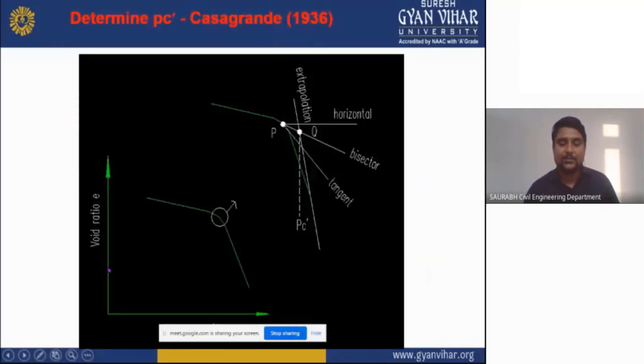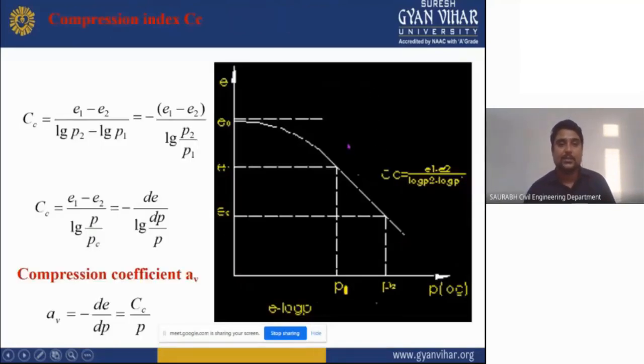Now this is the graph which we plot using the Casagrande apparatus, and this graph was first plotted by Casagrande in 1936. And this is your compression index, as you can see here. Cc is equal to (e1 minus e2) upon (log P2 minus log P1), which becomes (e1 minus e2) upon log (P2 upon P1). As you can see in this graph, P1 is here, P2 is here, e1 is here, e2 is here. This side is showing the void ratio and this side is showing the pressure.